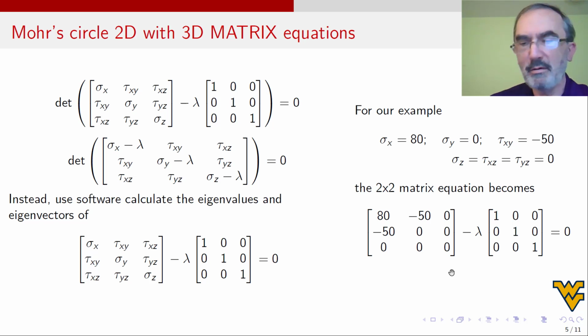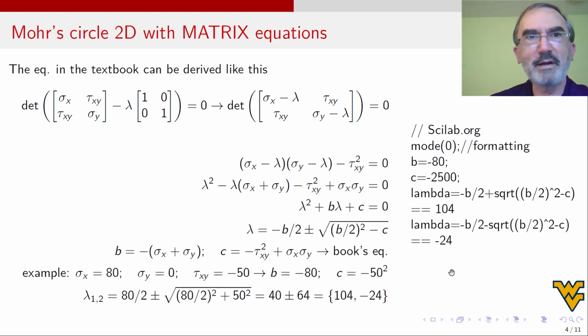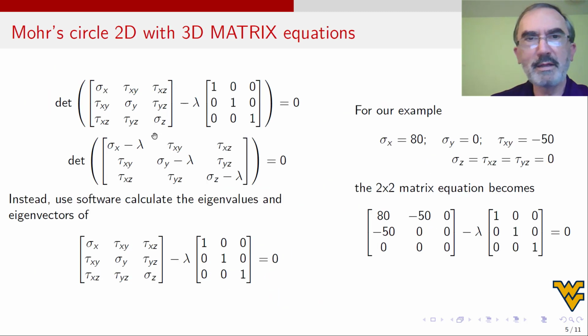now we go to still Mohr circle 2D, but with 3D matrix equations. Why? Because I'm trying to go to 3D. So I'm going slow to 3D. So right now I have matrix equations, and it says, oh, you can do this minus lambda times this, determinant, and you get equal to 0. All right? Okay, well, I have another way.